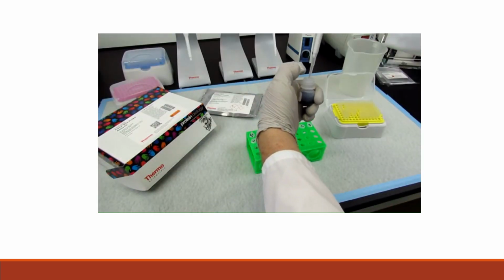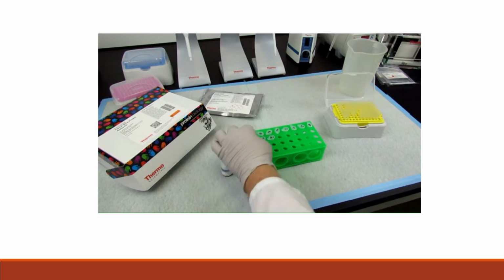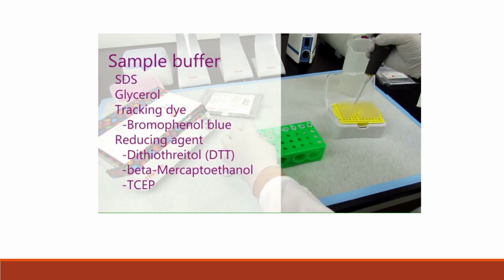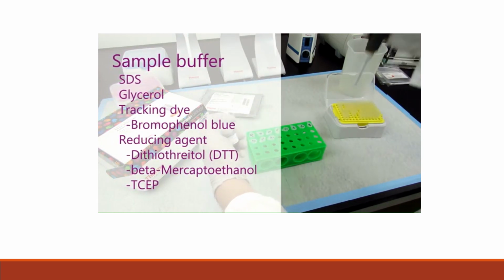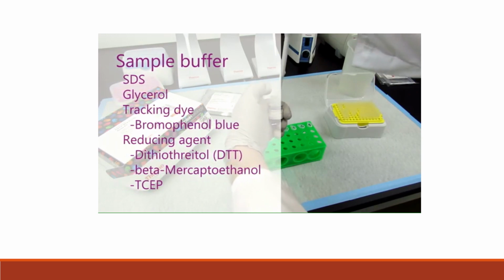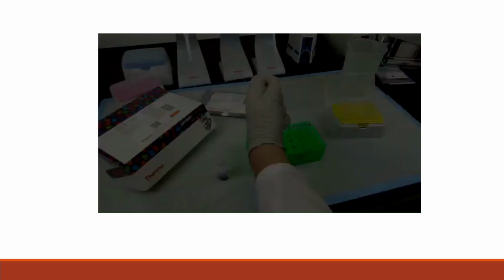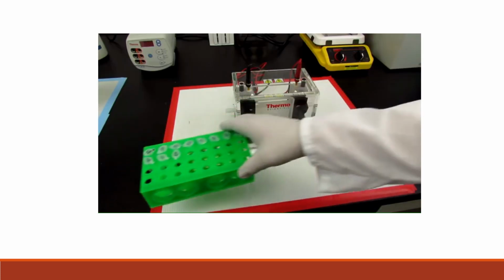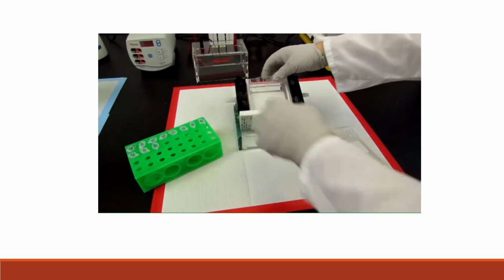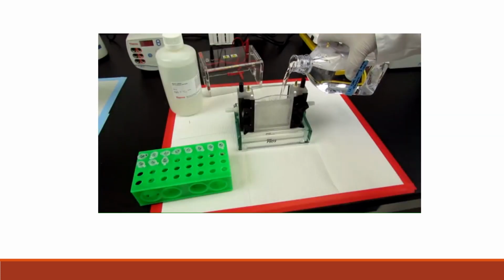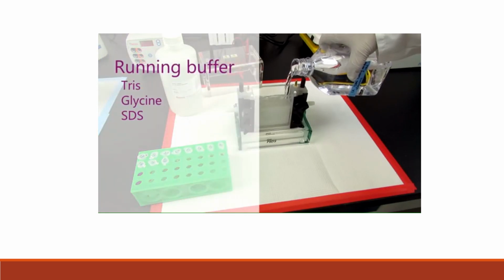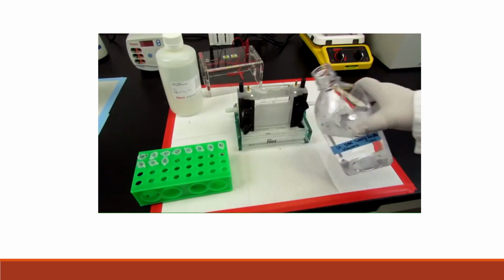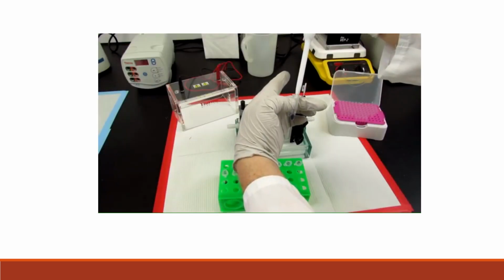After adjusting protein levels so that all lysates have a uniform protein concentration, combine the lysates with a sample buffer that includes SDS, glycerol, a tracking dye such as bromophenol blue, and a reducing agent such as dithiothreitol, beta-mercaptoethanol, or TCEP. Heat the samples for 3 to 5 minutes to denature and reduce the proteins, and then cool them to room temperature. Place a gel into an electrophoresis unit, and fill the upper and lower buffer tanks of the unit with a running buffer made of Tris, glycine, and SDS to enable proper flow of the electric current through the gel. Then load the protein samples into the wells in the gel.